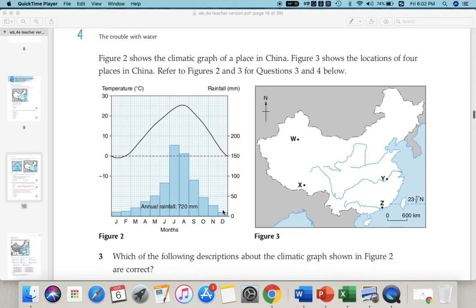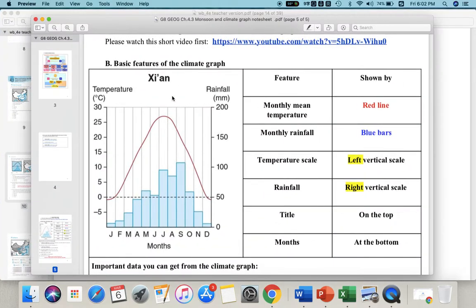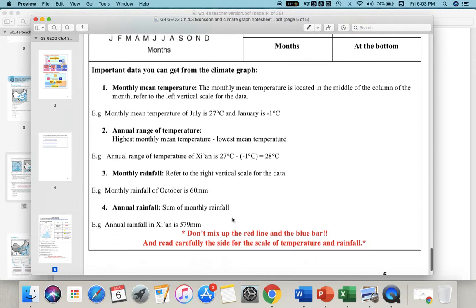So for this one, the climate graph, one thing I would like to remind you is that if you remember the worksheet that I have prepared for you, this line should be the monthly temperature, and this bar should be showing you the rainfall. The rainfall is read on this side, the right hand side, while the temperature refers to the left hand side. And one more concept for the question is the annual range of the temperature. The annual range of the temperature should be the highest monthly mean temperature minus the lowest mean temperature.